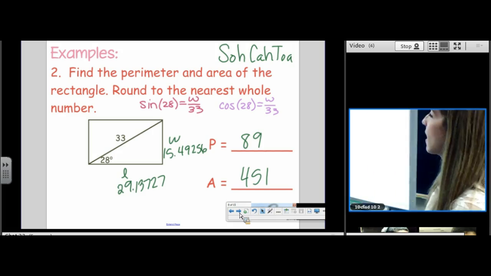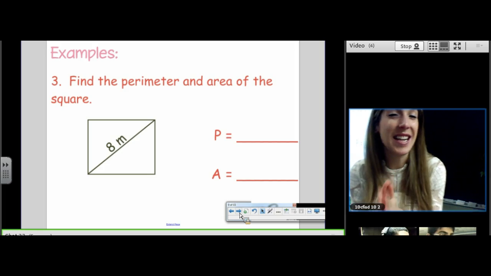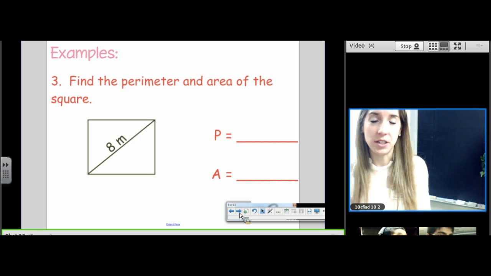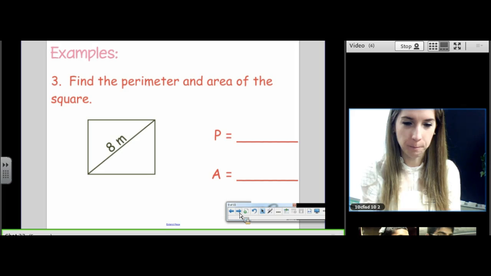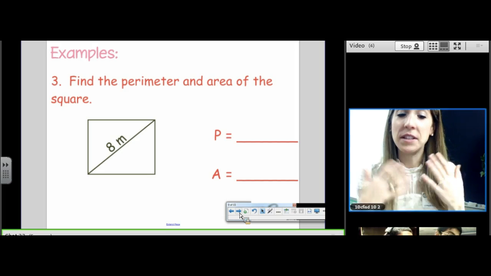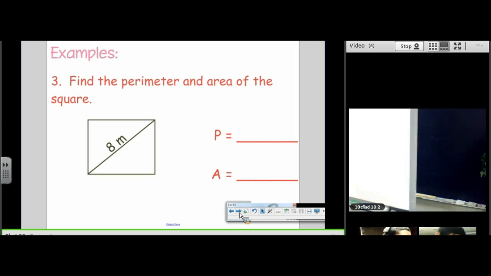Find the perimeter and area of the square. Since it doesn't specify to round, it wants our answers to be exact. Anytime it doesn't give you rounding instructions, it wants you to be exact. How are we going to find the sides of the square? We're having to remember properties about quadrilaterals from last unit. We know that in a square, when you draw the diagonal, this is a 45, 45, 90 triangle. And we know that the rule is x root 2.